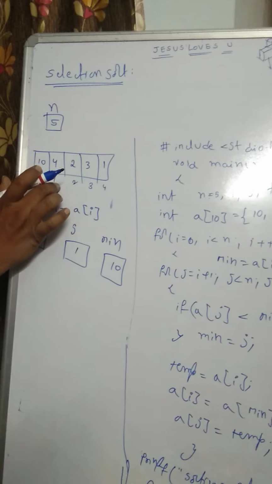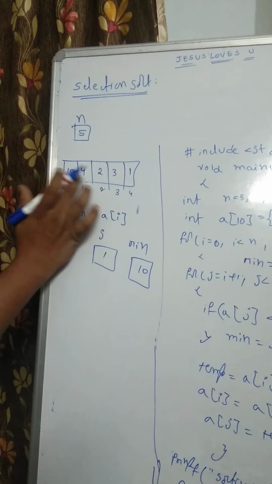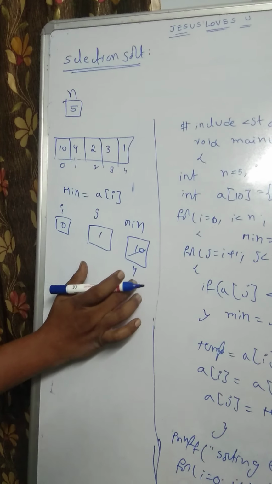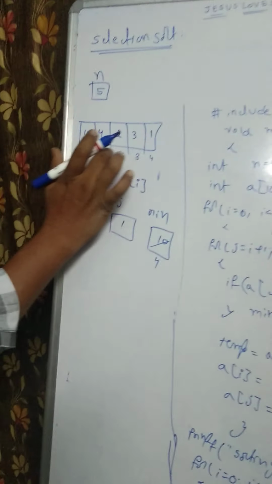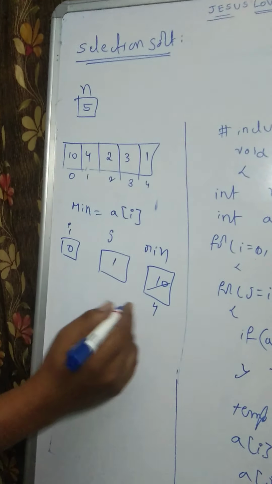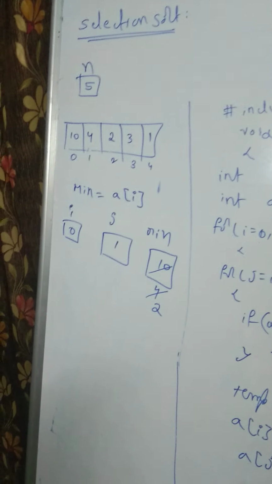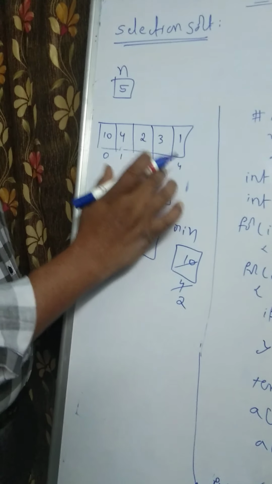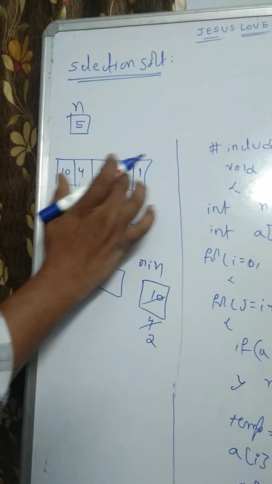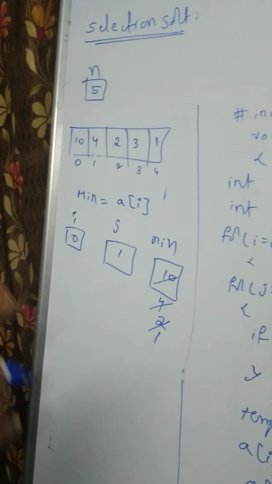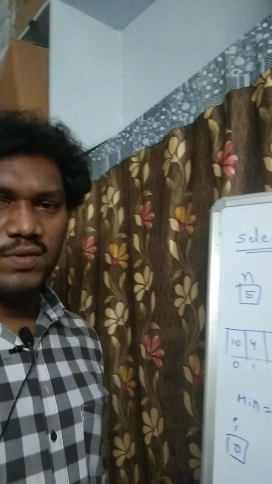Now 10 is compared with the next position. What is the minimum value? 4. Now the minimum is 4. 4 is compared with the next element, but 4 is greater than 2, so the minimum value is 2. Now 2 is compared with the remaining ones. 2 is less than 3, no problem. Now 2 is greater than 1, so the minimum value is 1. So first of all, we try to find the minimum value in the array, and here the minimum value is 1.